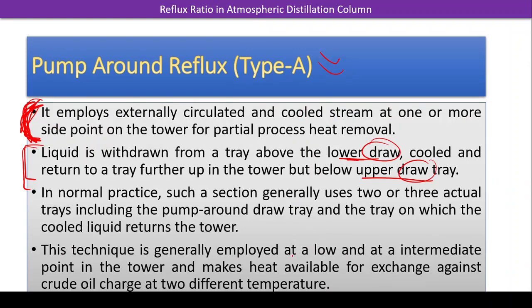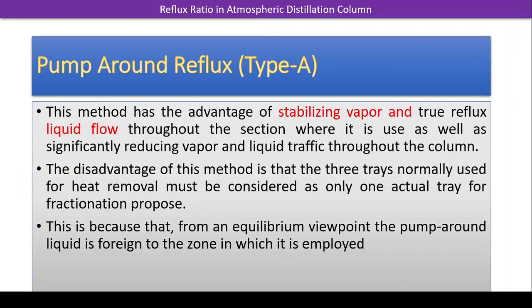This technique is generally employed at a low and an intermediate point in the tower and makes heat available to exchange against the crude oil at 2 different temperatures. So at different sections we have different temperatures, and we can utilize that heat for partial heating of the crude oil. This method has the advantage of stabilizing the vapor and true reflux liquid flow.